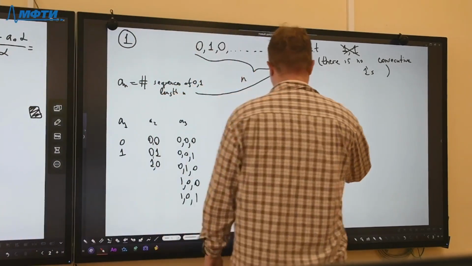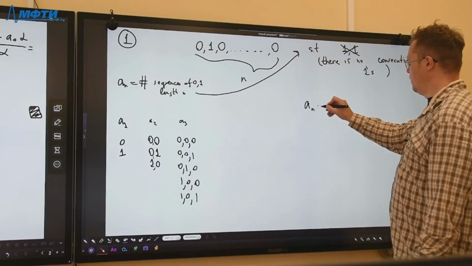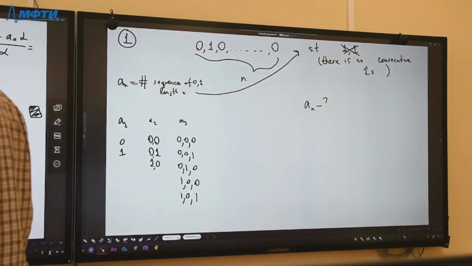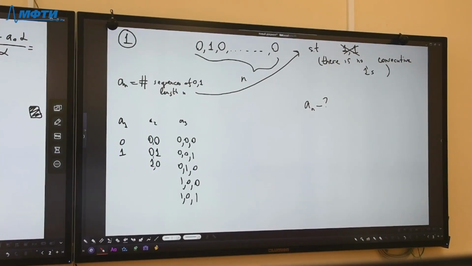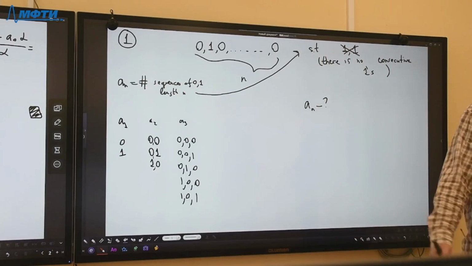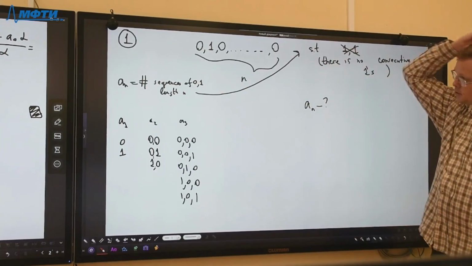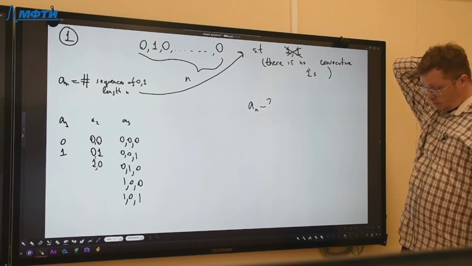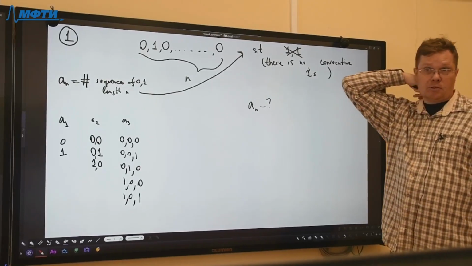So we want to find what is a_n, a formula, or maybe somehow calculate the number of such sequences of zeros and ones of length n, such that there are no two consecutive ones.